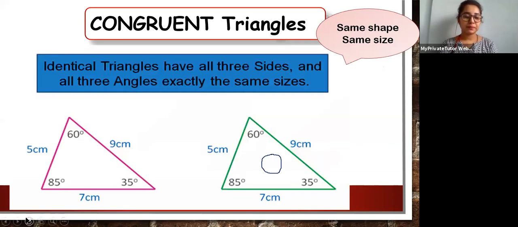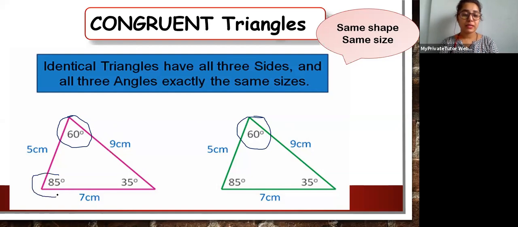So here you can see that identical triangles have all three sides and all three angles exactly the same. Let's check for these triangles as well. This angle is 60° and for this triangle also it is 60°. For this triangle, let us consider the vertices to be A, B and C, and for the other triangle, X, Y, and Z. So angle A is exactly equal to angle X.